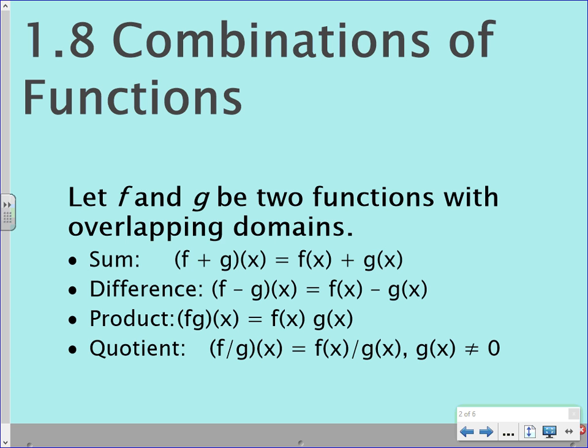Okay, our quotient, when we divide, we have to make sure that we aren't dividing by 0, so we will have to be a little bit careful with the domain on the quotient, but otherwise these are very straightforward. They're not going to take a whole lot of algebra to complete.